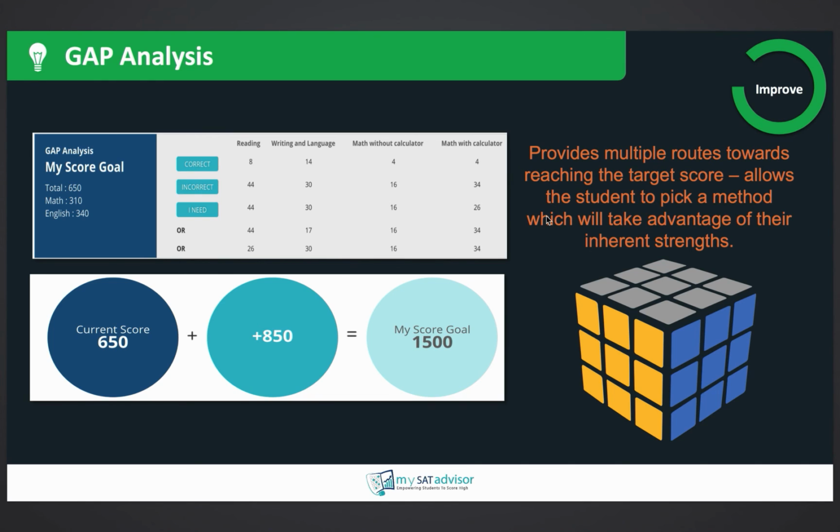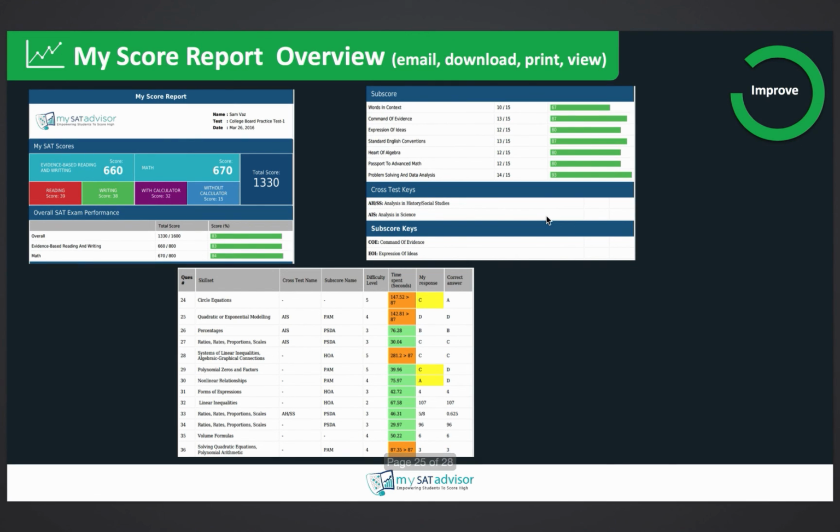If I'm really good at reading comprehension and I want to improve my score, I'm going to pick the proposed path that has the highest reading comprehension score as its component. Because from my perspective, I'm going to have to only focus on my writing and math and not worry too much about the reading because I'm already good at the reading, and vice versa for students if they're strong in writing or math, respectively.